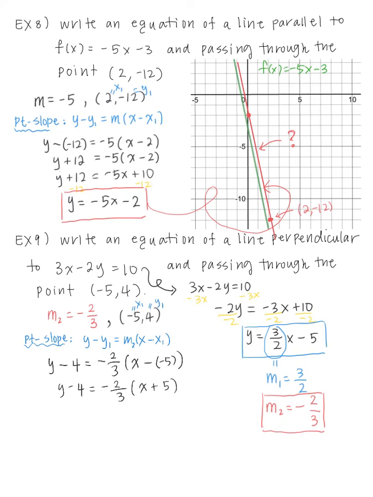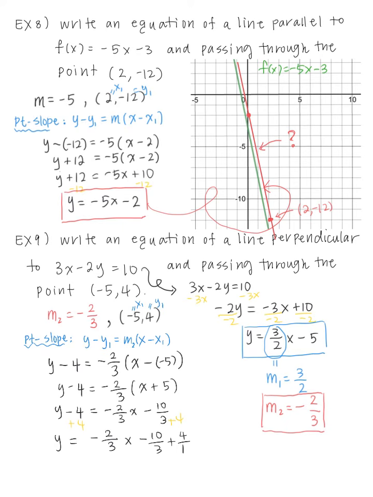So this is the equation of the line that is perpendicular to 3x minus 2y equals 10. But let's make that into slope-intercept form. So again, we solve for y. We're going to have y minus 4 equals, now distribute the negative 2/3 to each term. So you're going to have negative 2/3 x, and then a minus 10 over 3. Now add 4 to both sides. Then what do we get? We're going to have y equals negative 2/3 x, and then minus 10 over 3 plus 4 over 1, right?